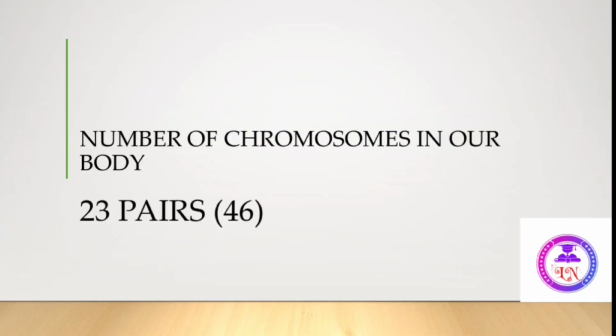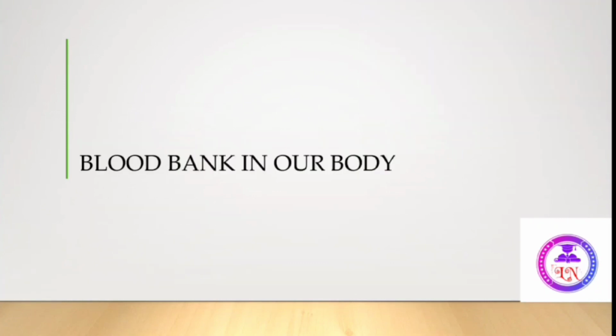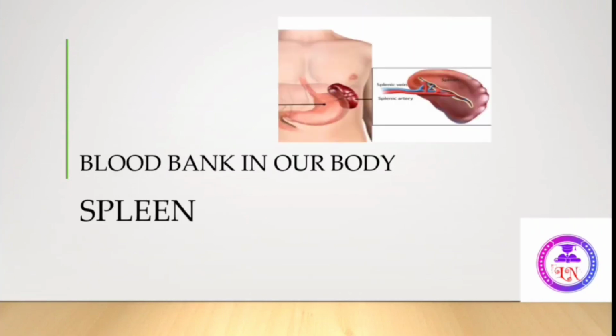Number of chromosomes in our body. There are 23 pairs. That means there are 46 chromosomes in number. Blood bank in our body. The blood bank in our body is the spleen, which is the blood bank in our body.